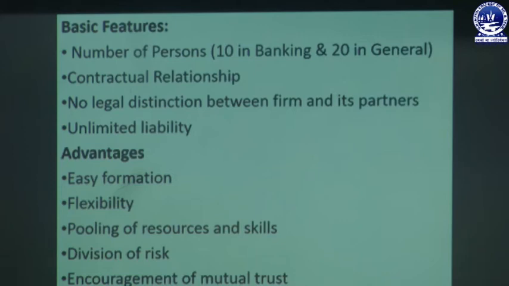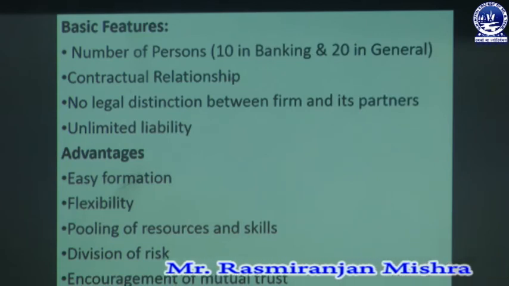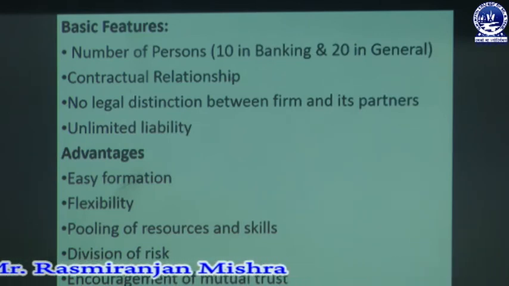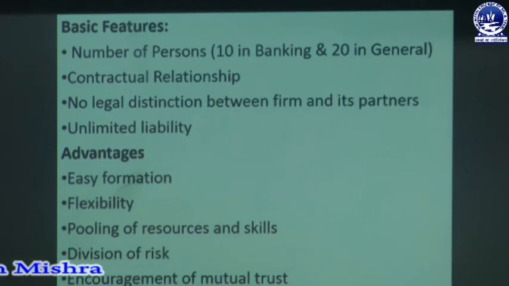Then contractual relationship, as it is an association of 2 or more persons, so there is a relationship made between all the partners. So that is why it is called a contractual relationship. Third, no legal distinction between firm and its partners. The firm and partners, they all are combined together for going on the business activities. Unlimited liability, the liability of the partners is unlimited. That means their property can also be utilized for meeting the debt obligation of the business.